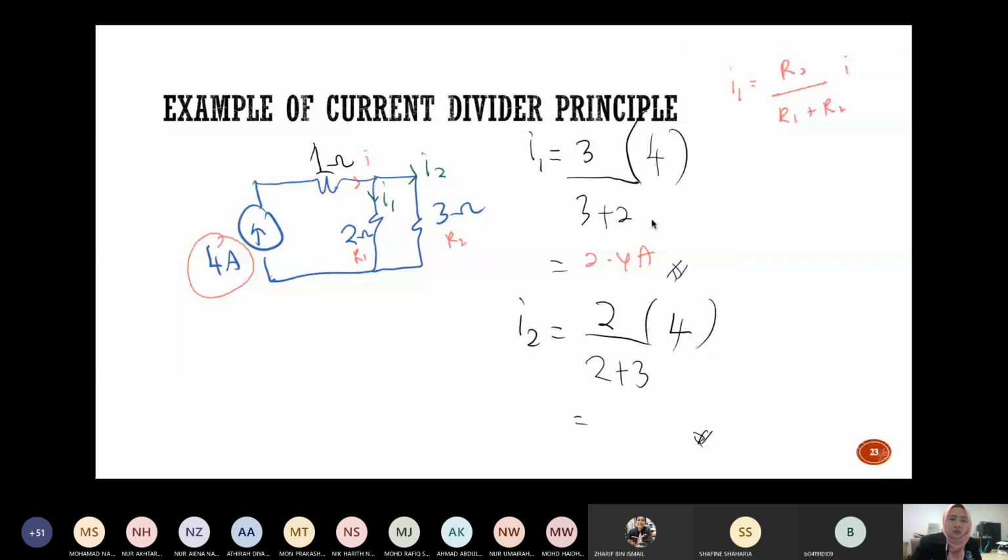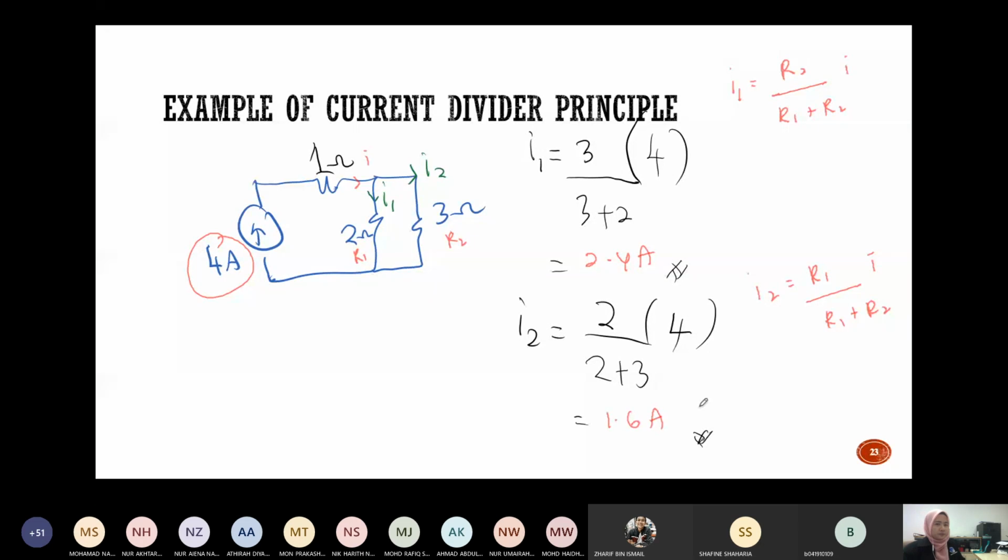Okay, for I2 is R1 over R1 plus R2 multiplied with I. So that's why R1 is 2 divided by 5 multiplied with 4, so you will get 1.6 ampere.